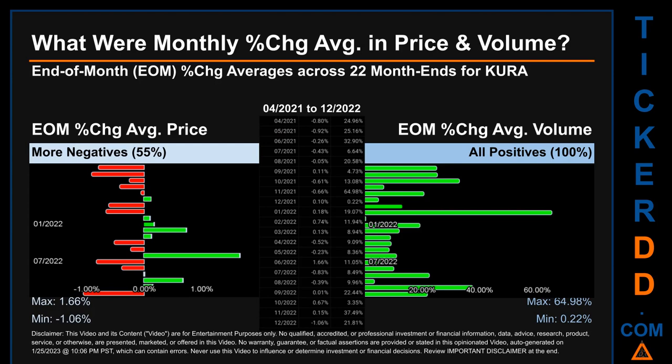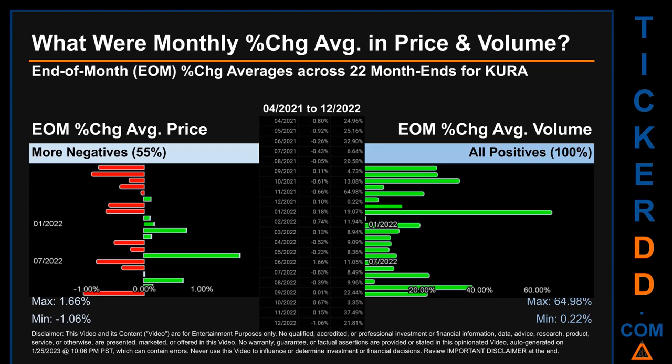From 04/2021 to 12/2020, out of 22 month ends, 12 had a negative percentage change in average price. Meaning 55% of month ends saw a negative percentage change in average price. In terms of volume, 22 out of 22 month ends had a positive percentage change. That is 100% of month ends saw a positive percentage change in average volume.